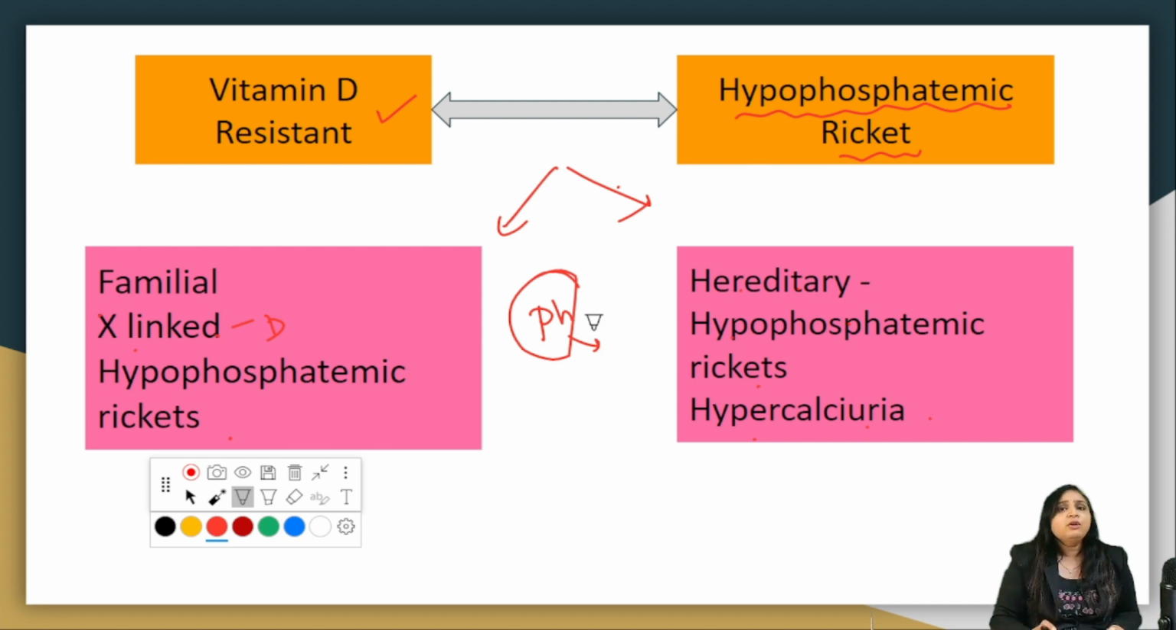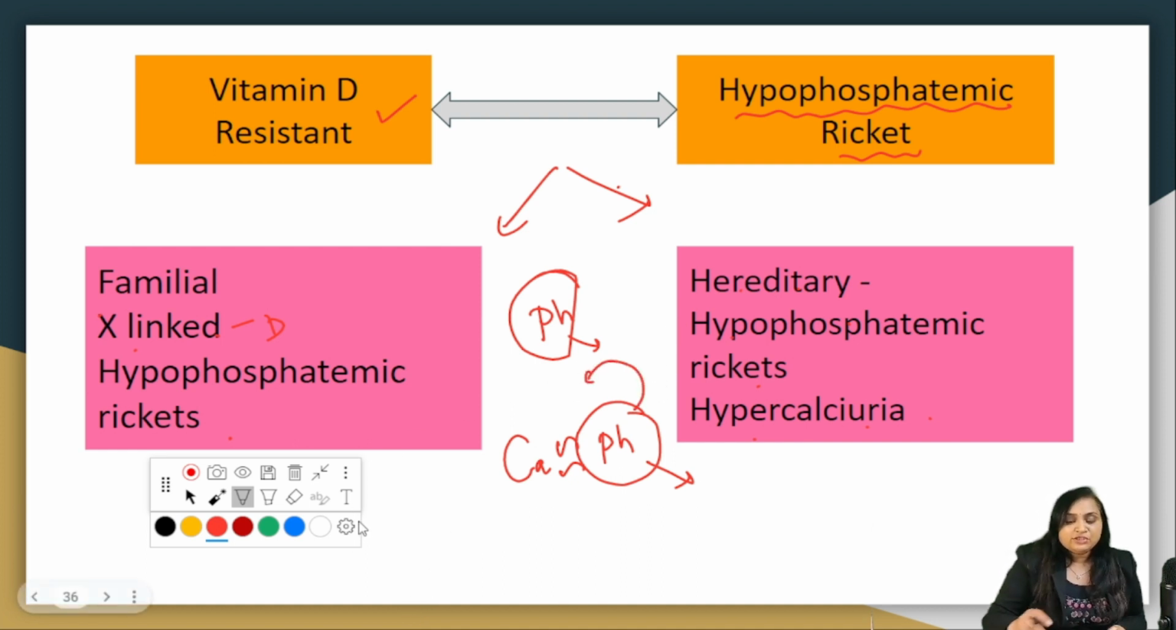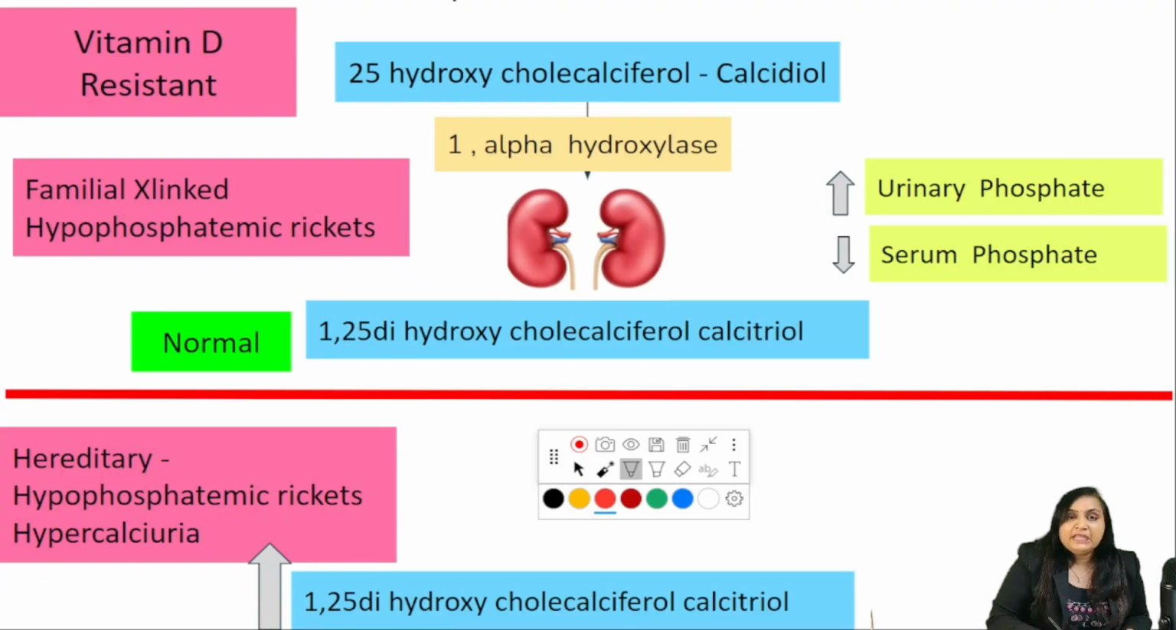There is nothing wrong with the metabolism of the calcium, but calcium and phosphorus always work in combination. So if phosphorus is getting out, there will be a disturbance in the metabolism of the calcium also. So what is happening here in vitamin D resistant rickets? In the first type, familial X-linked hypophosphatemic rickets, there will be a urinary loss of the phosphate.